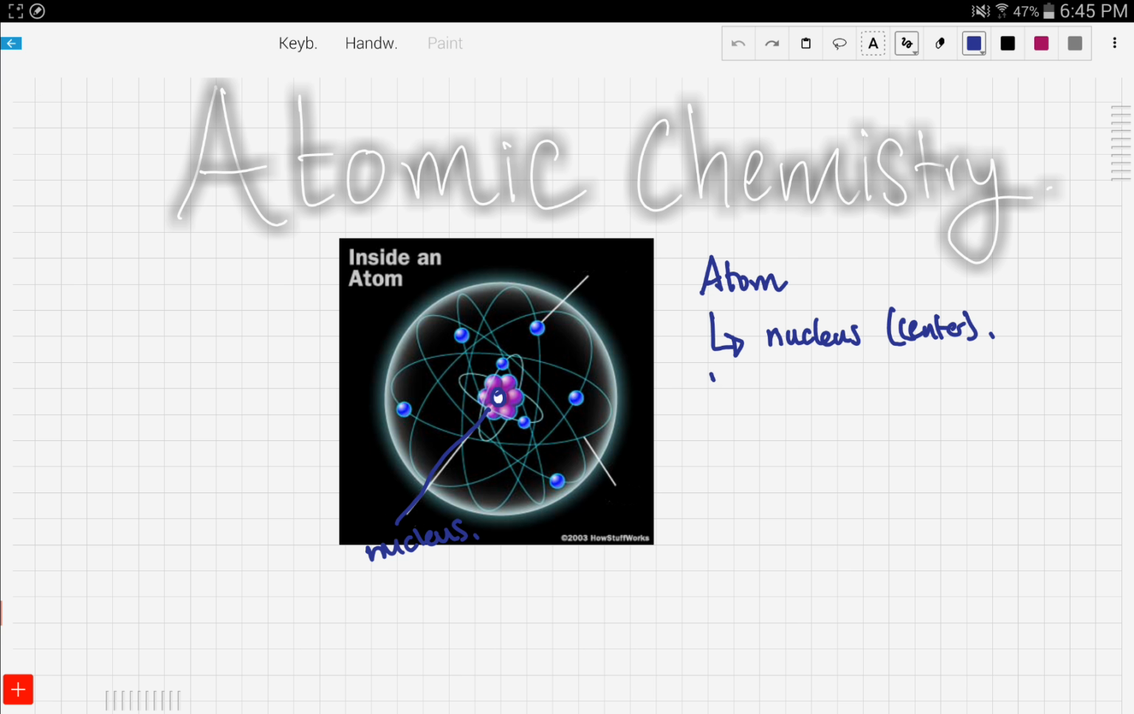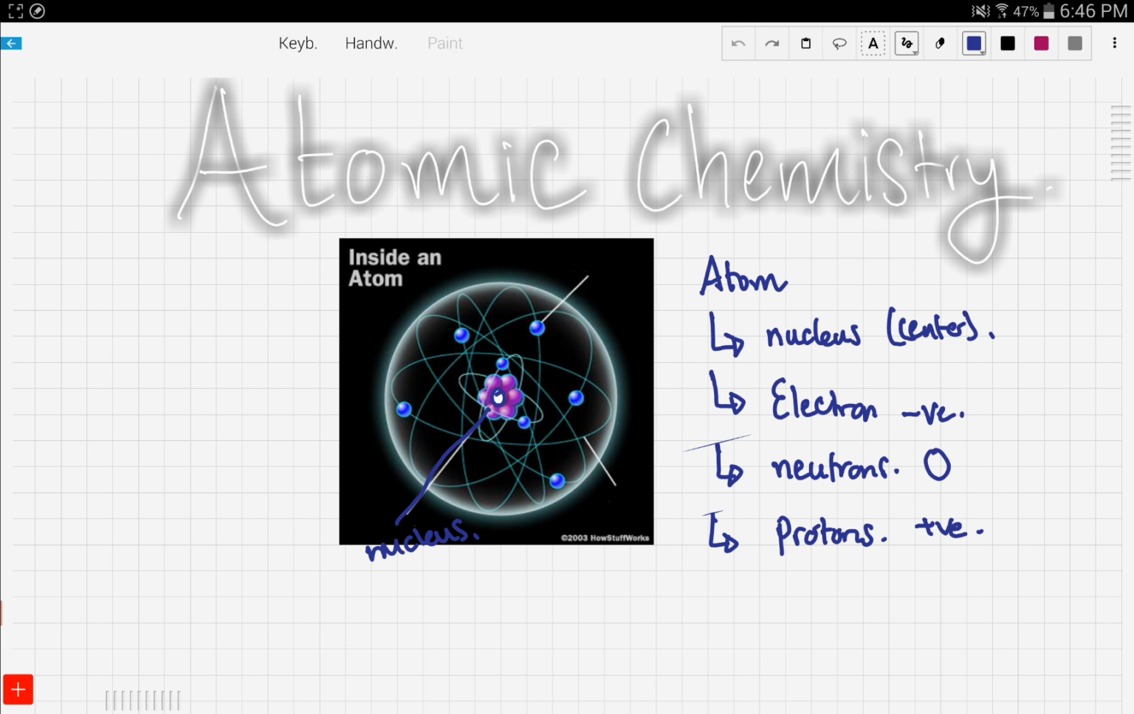Now the next thing we're going to discuss is something called an electron. An electron is the subparticle inside the atom that has a negative charge. Also, the atom has something called neutrons, and neutrons are subparticles with a charge of 0. Lastly, we're going to talk about protons. Protons are subparticles that have a positive charge.